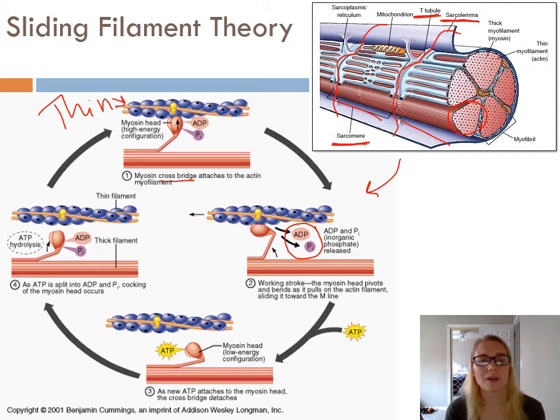We now sometimes call it excitation-contraction coupling. Excitation is the arrival of the signal from the neuron. The contraction is this process that you see right here with the thin filaments pulling on the thick. And then it is the T-tubules and the calcium that couple those things together.